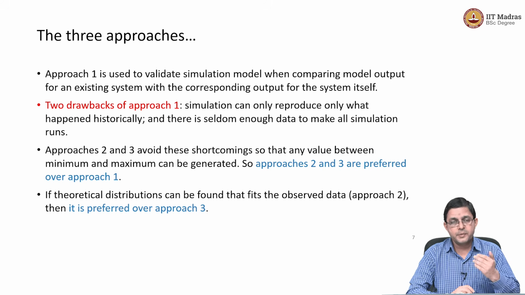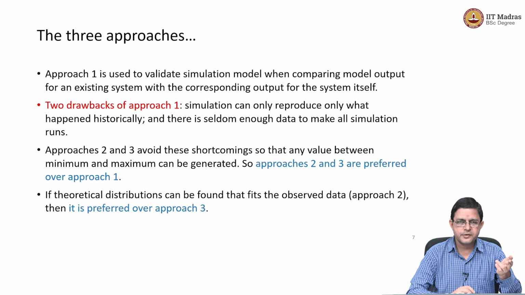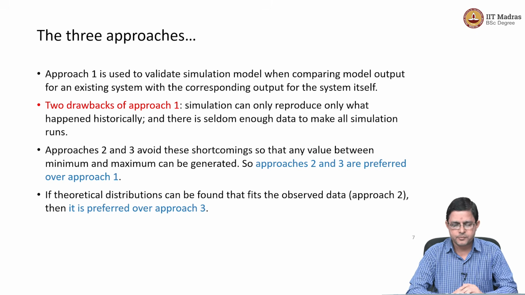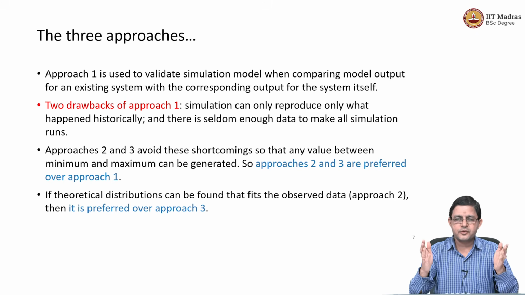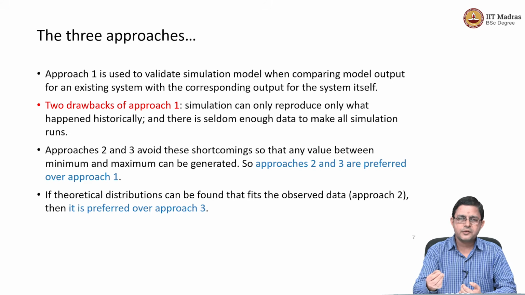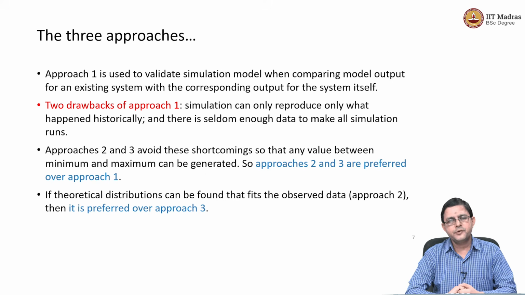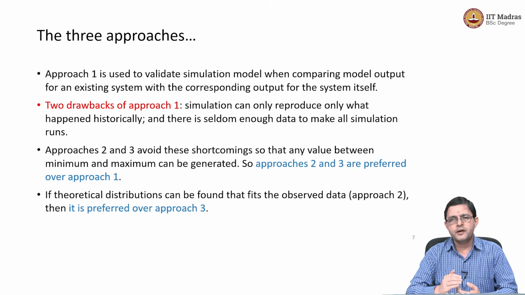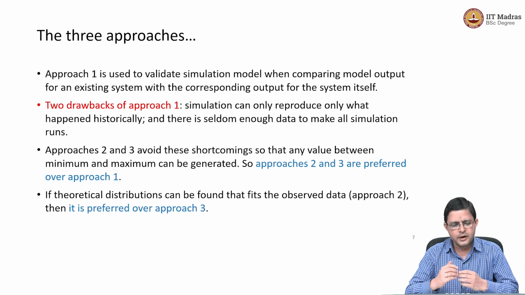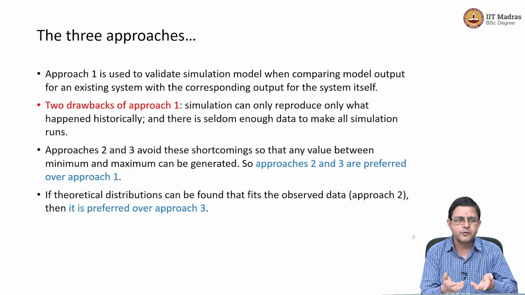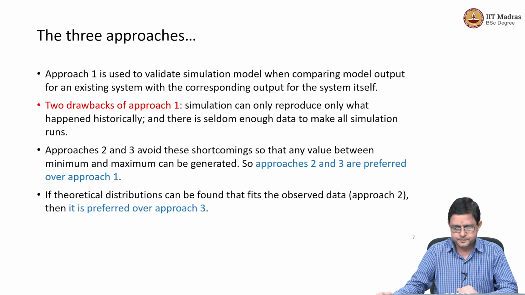Approaches 2 and 3, building your distributions or using a theoretical distribution, kind of avoid these problems. Because once you have built a distribution, you can generate values from those distributions which are not restricted to the 36 values that you have actually observed in your sample, right. So, compared to approach 1, I would say approach 2 and 3 are preferable that way. However, if you can actually find a theoretical distribution that fits your data, I would generally avoid building empirical distributions. Therefore, I would say that theoretical distributions are preferred over empirical distributions.